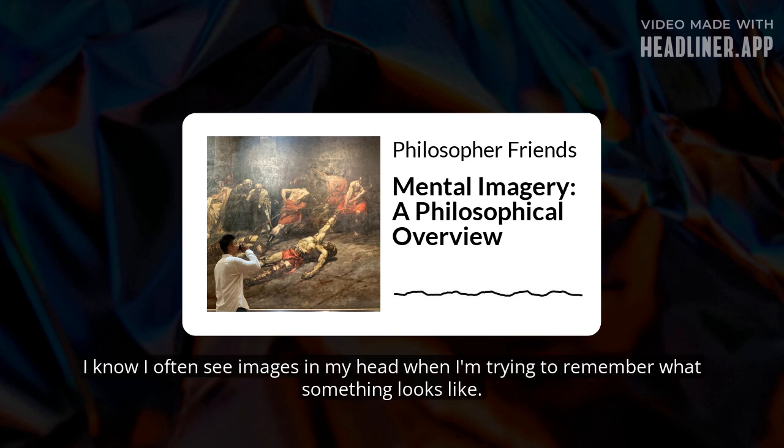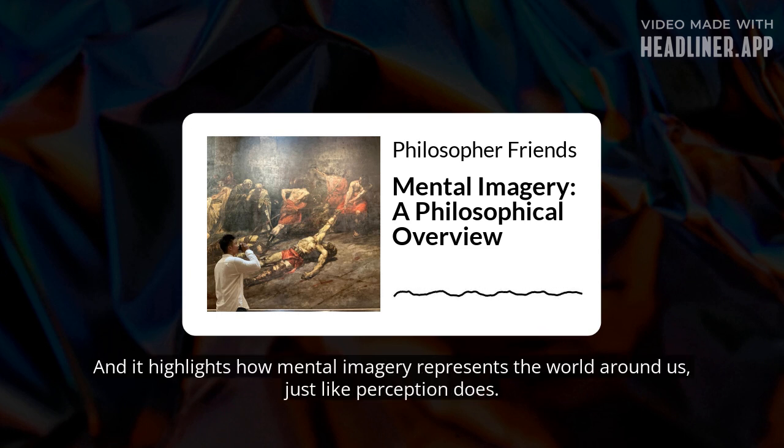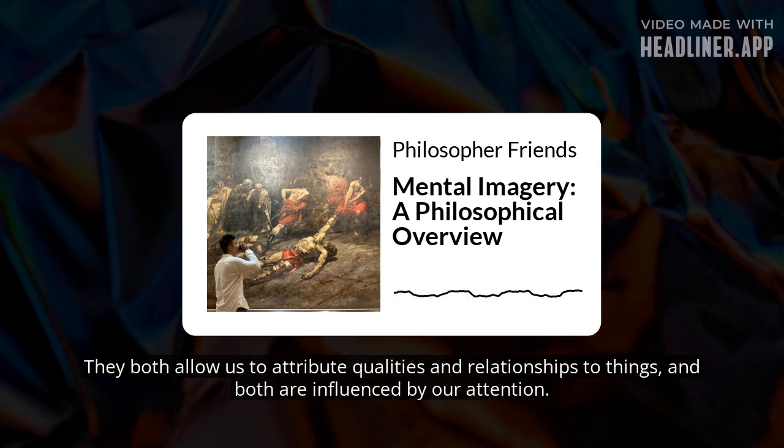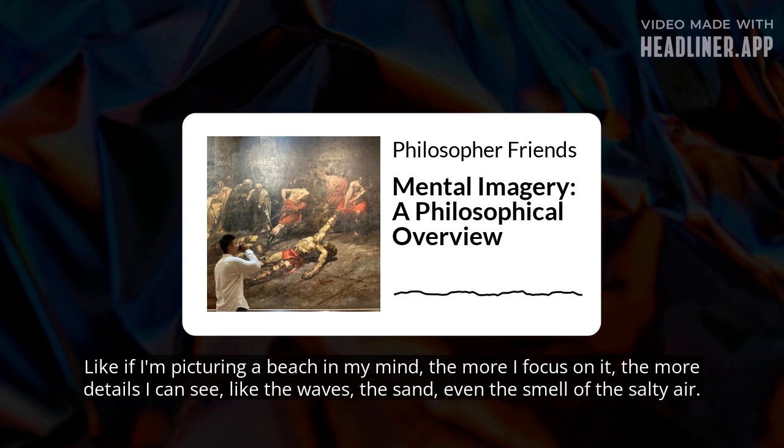I know I often see images in my head when I'm trying to remember what something looks like. Is that mental imagery at work? Absolutely. And it highlights how mental imagery represents the world around us, just like perception does. Okay. They both allow us to attribute qualities and relationships to things, and both are influenced by our attention. When you really focus on something, you can pick up more details both in real life and in your mind's eye. Yeah, that makes sense. Like, if I'm picturing a beach in my mind, the more I focus on it, the more details I can see, like the waves, the sand, even the smell of the salty air.